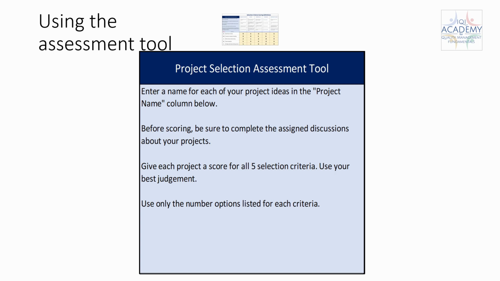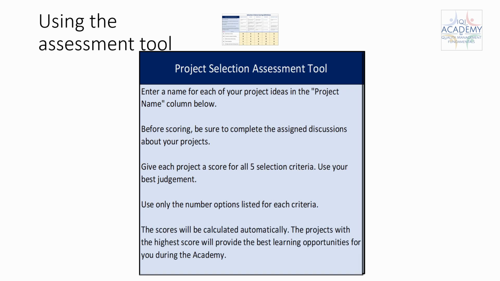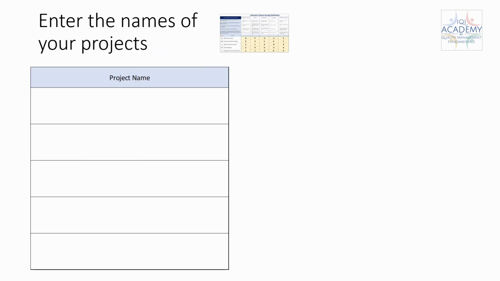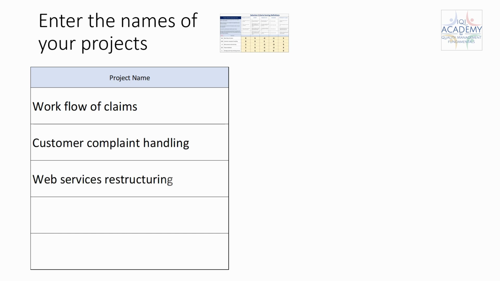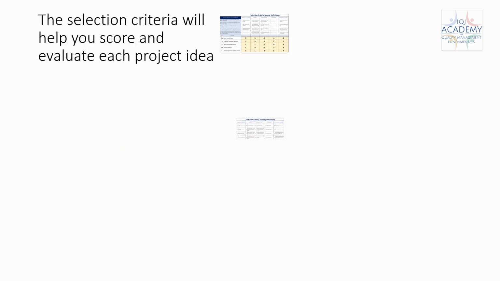The worksheet is formatted to allow only certain numbers for each criteria. Please use only the number options that are listed. The worksheet automatically calculates the project scores for you. The projects with the highest scores are likely to provide you with the best learning opportunities and experiences during the Academy. Use a short project title or name to represent each of your project ideas. Enter each project name in its own row under the project name heading.